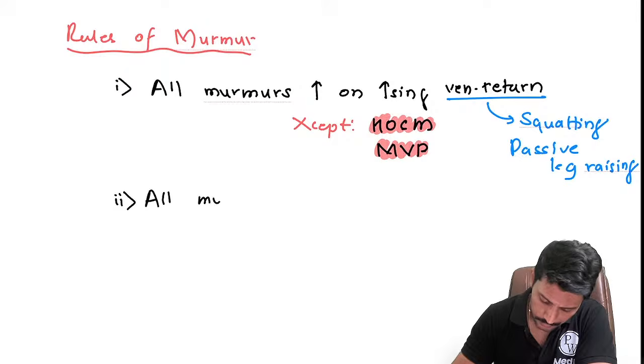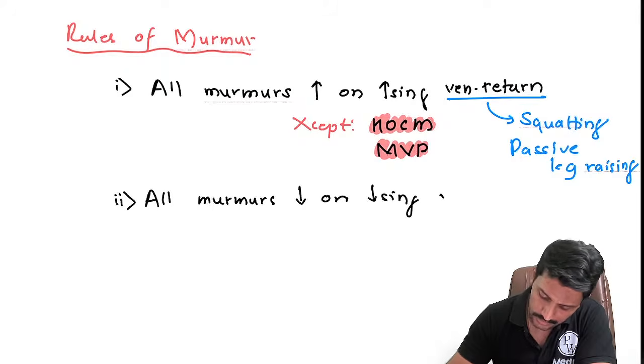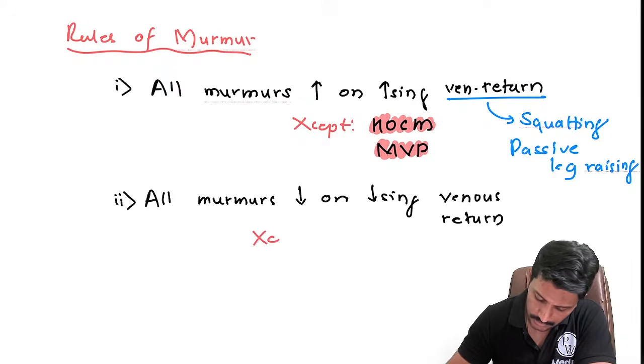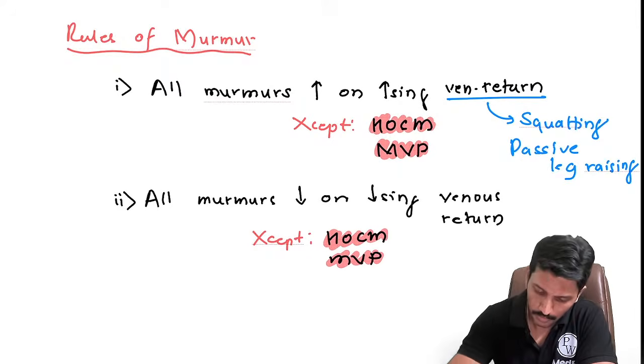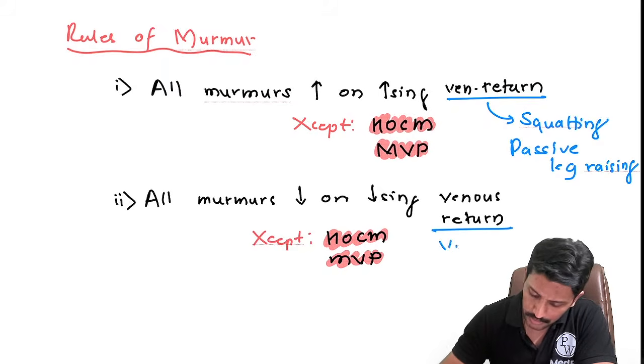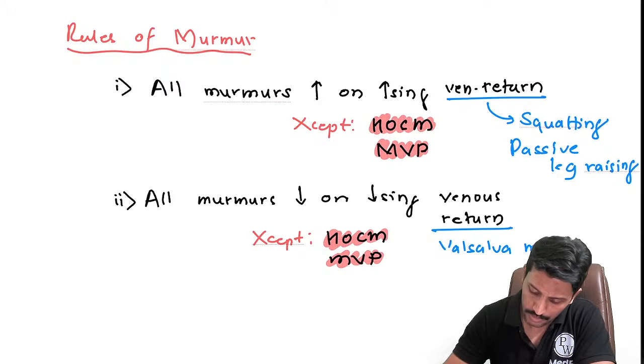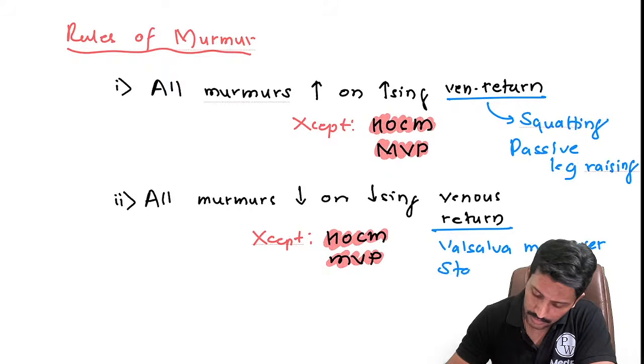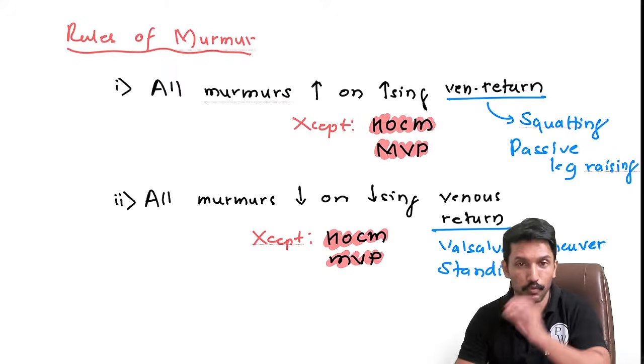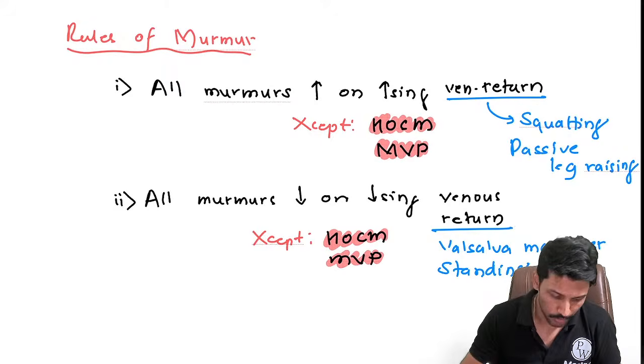And all murmurs decrease on decreasing venous return. But the same conditions act as exceptions. So what are the exceptions? HOCM and mitral valve prolapse. So what conditions decrease the venous return? When you do Valsalva, you increase the intrathoracic pressure and prevent blood from flowing into the heart. Valsalva maneuver and standing. If you stand, gravity pulls more blood into the lower limb and less blood flows into the heart, right?